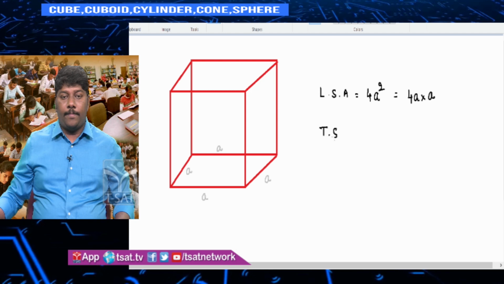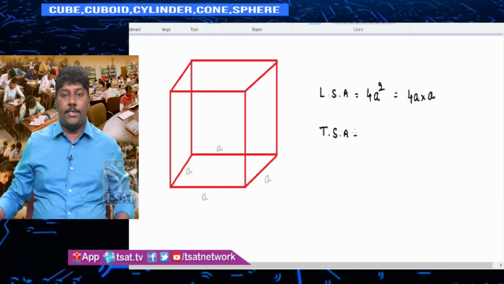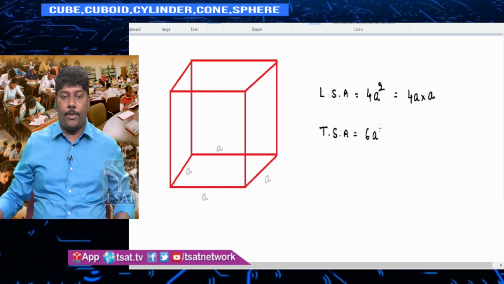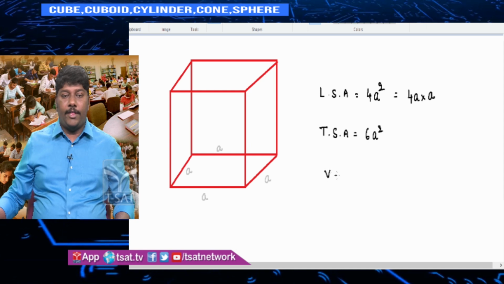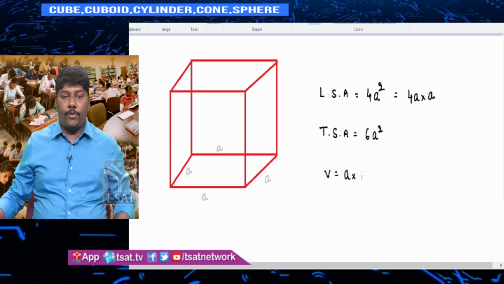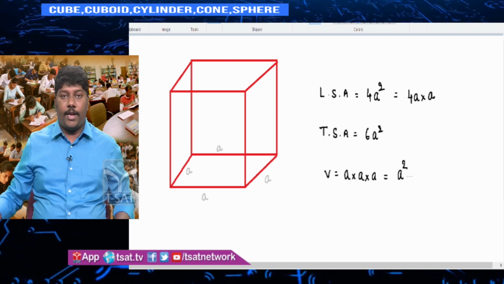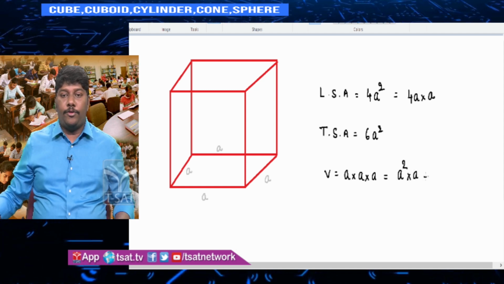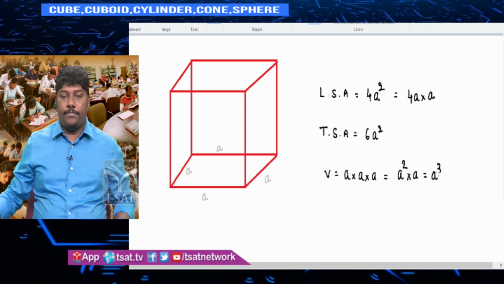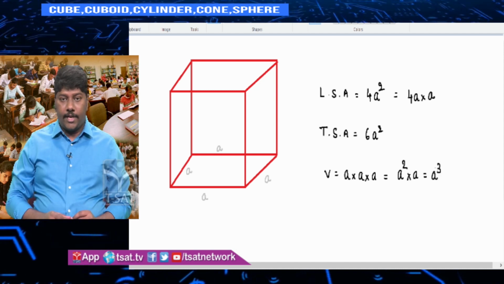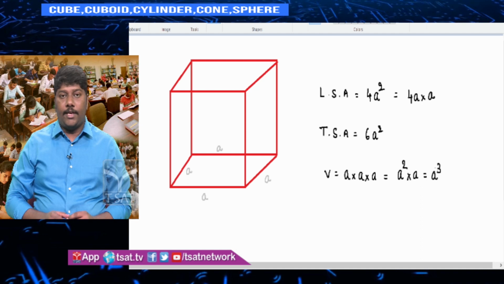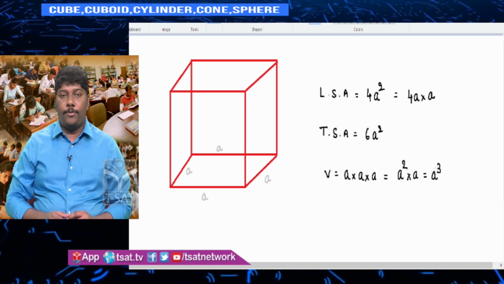Total surface area is all 6 squares, therefore 6 into a square. When it comes to volume, length into breadth into height, a into a into a, or base area into height. Base area is a square, height is a, therefore the volume of a cube is a cube. So, lateral surface area is 4a square, total surface area is 6a square, and volume of a cube is a cube.